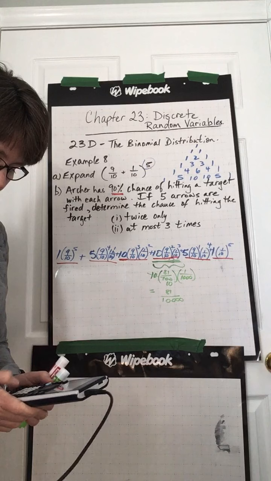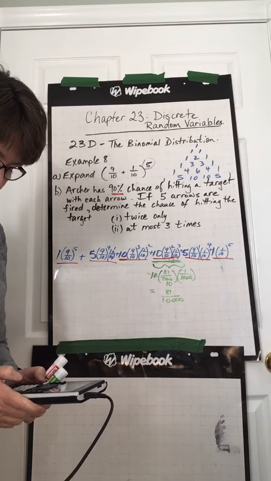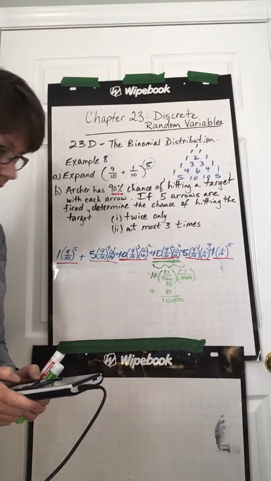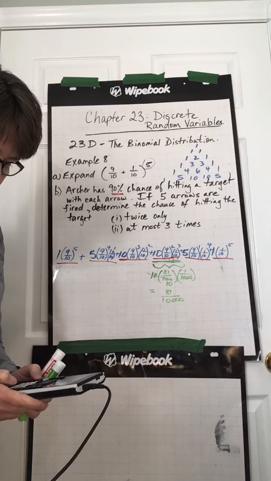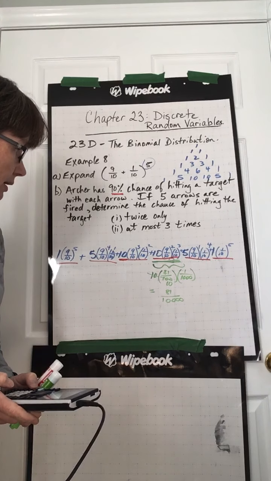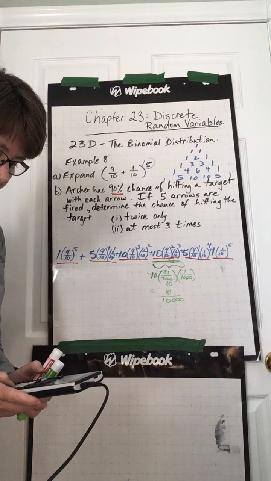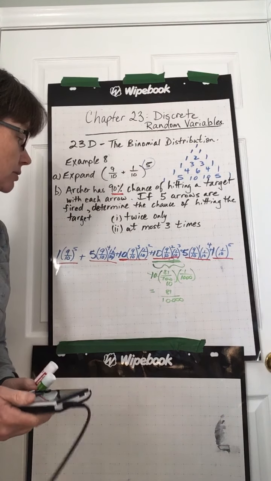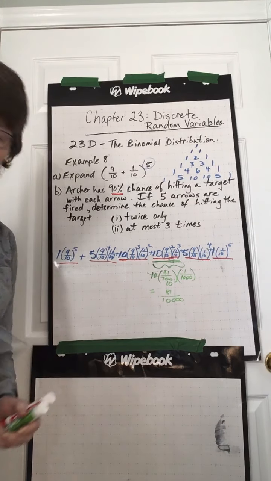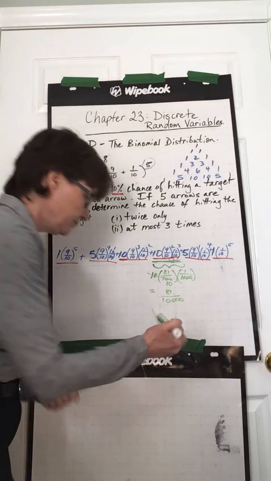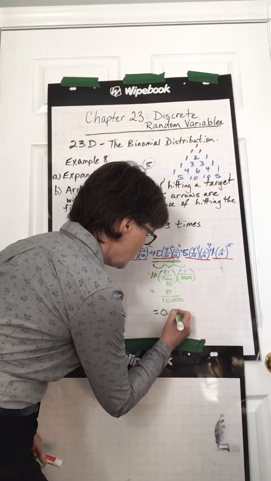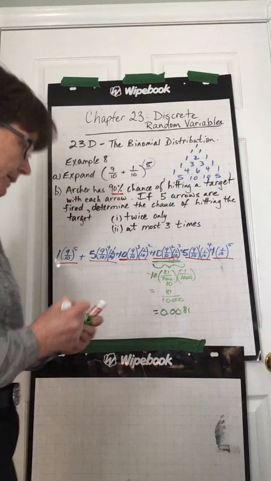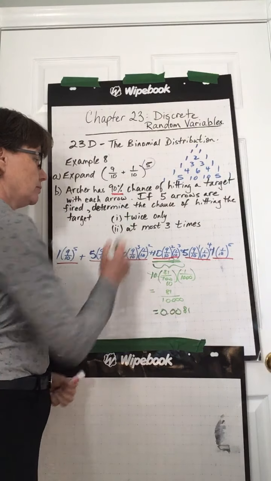We have 10 multiplied by 0.9 to the power of 2 multiplied by 0.1 to the power of 3 and 0.0081. 1, 2, 3, 4. Yeah, 0.0081. Okay. Now, so that's the answer to twice only.